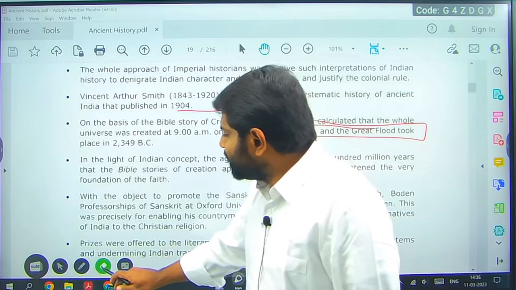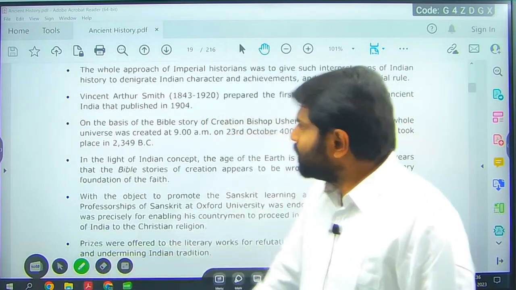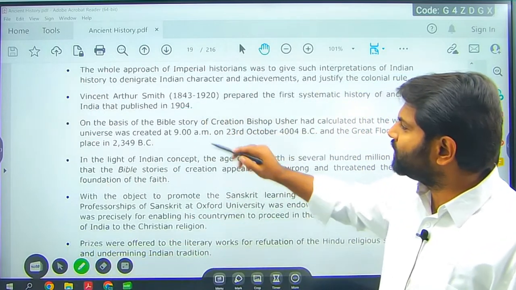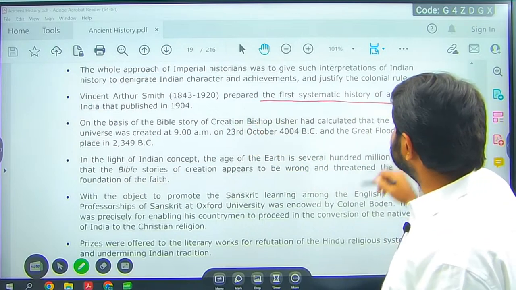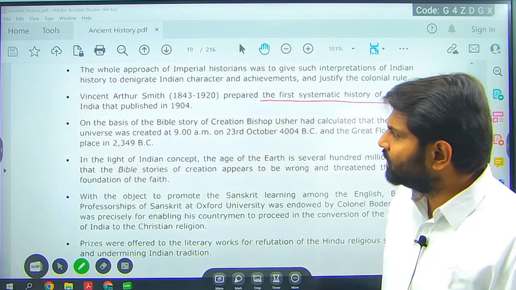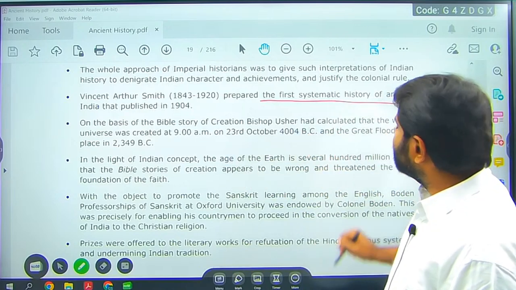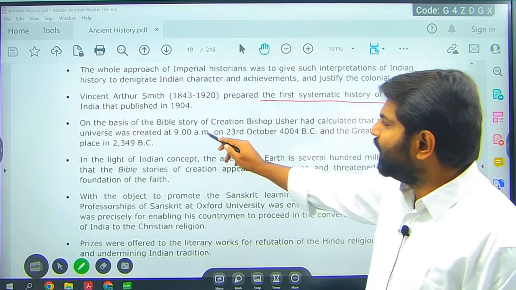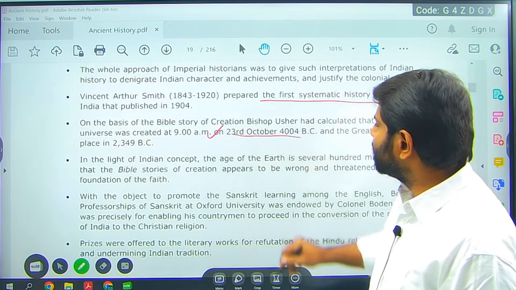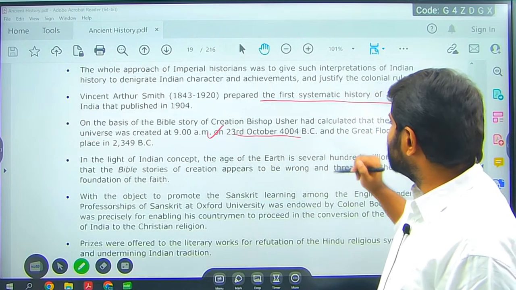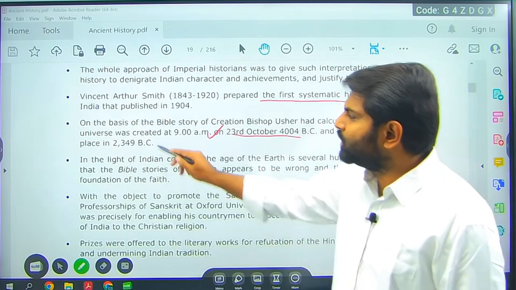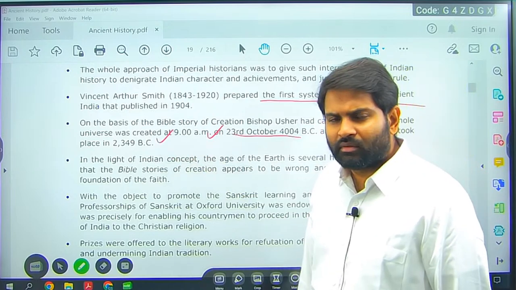Right? So if you take Vincent Arthur Smith, 1843 to 1920, he prepared the first systematic history of ancient India published in India on the basis of the Bible story of creation of Bishop Usher, who had calculated that the whole universe was created at 9 a.m. on 23rd October 4004 BC and the great flood took place in 2349 BC.